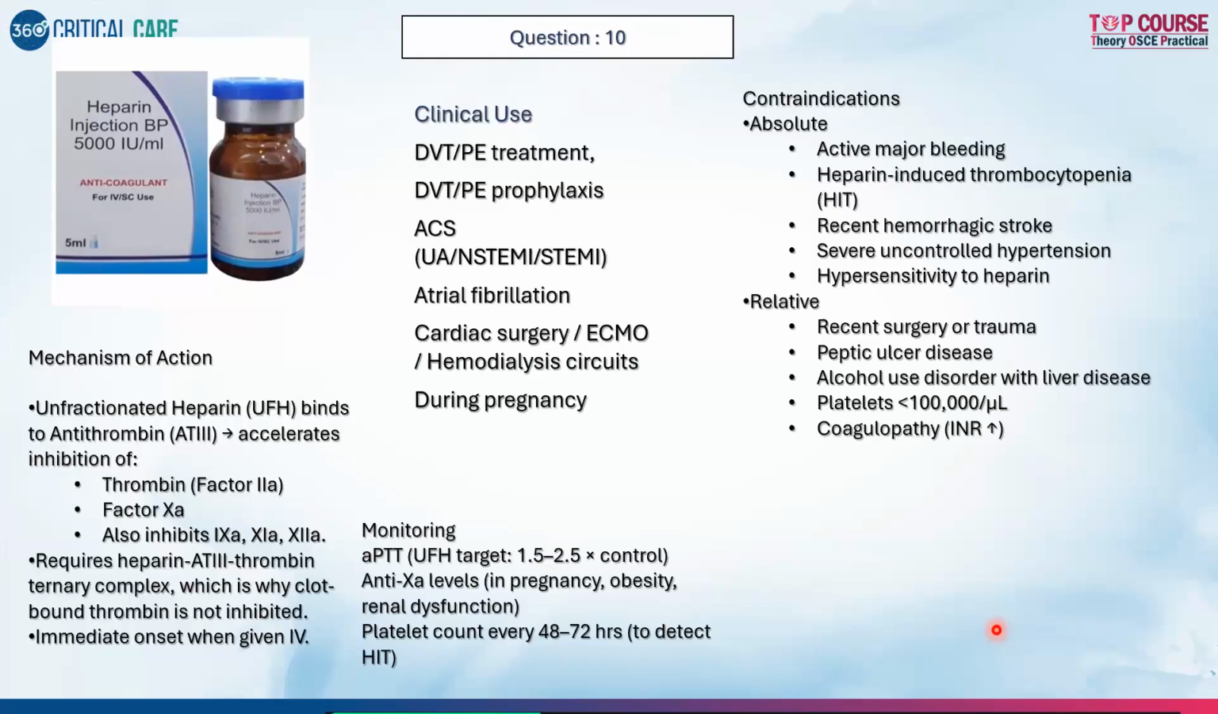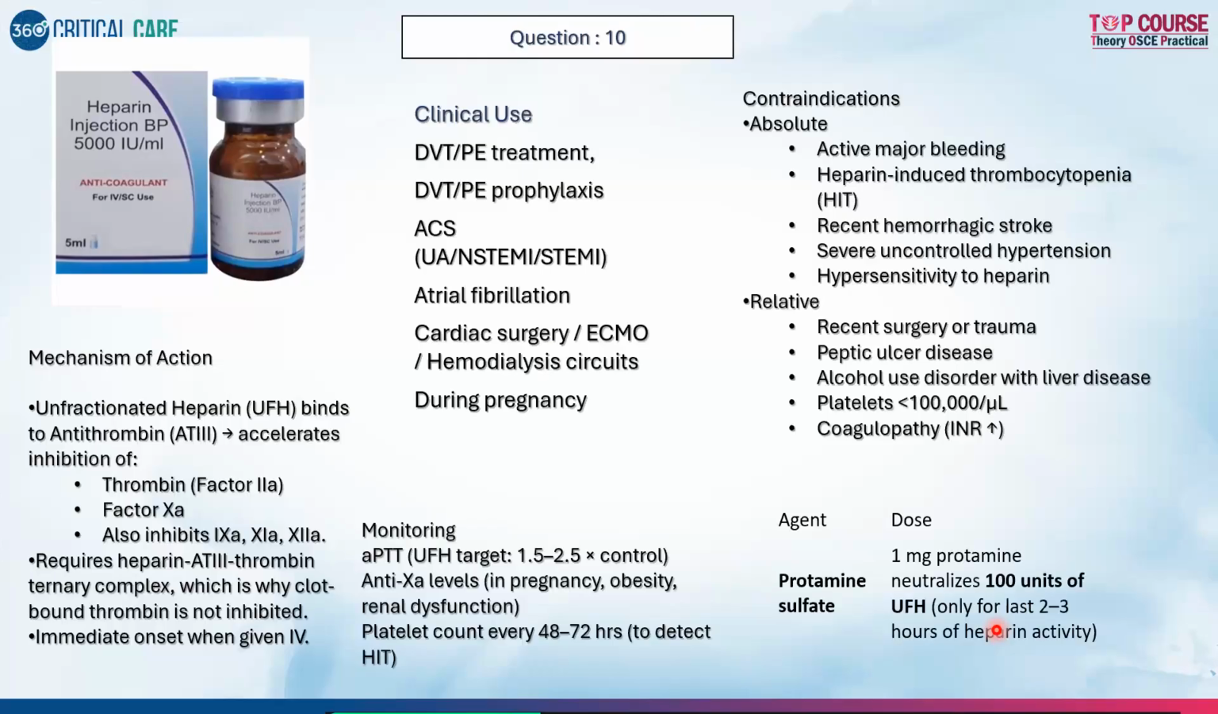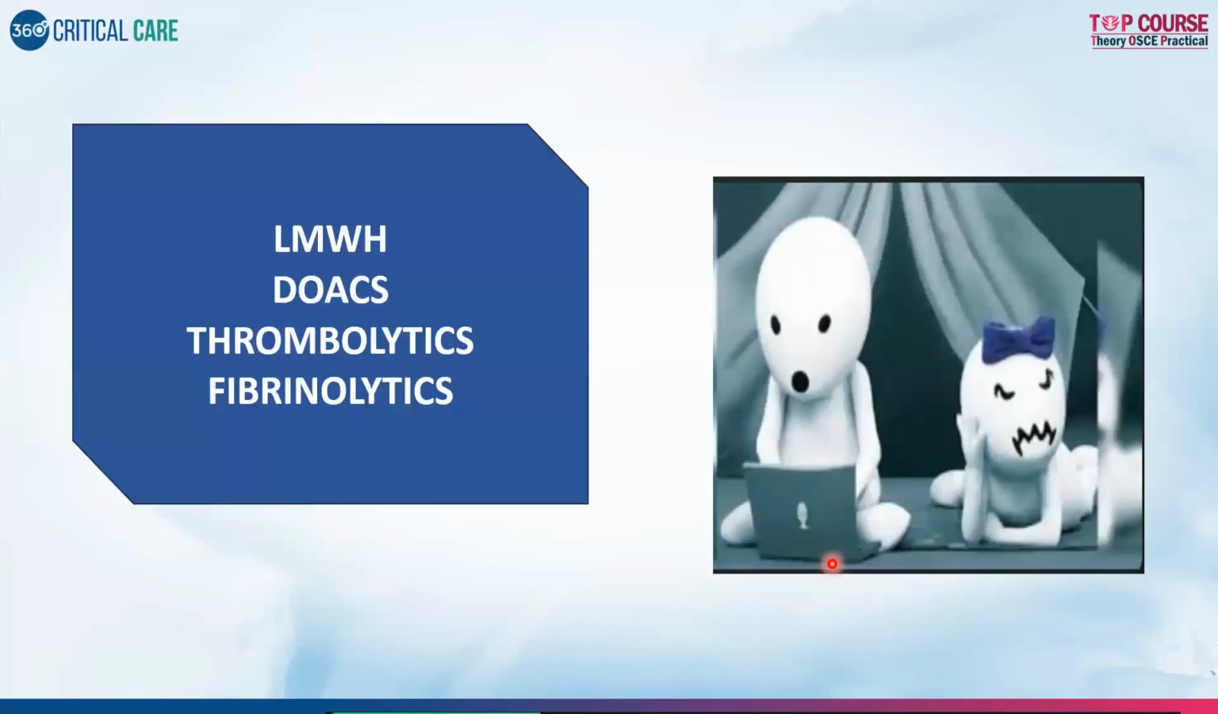Monitoring, we need to monitor the APTT levels, the target being 1.5 to 2.5 times control, and the reversal agent being protamine. 1 milligram protamine neutralizes around 100 units of unfractionated heparin. Sometimes you might also be asked protamine sulfate as a drug, so please remember the doses.